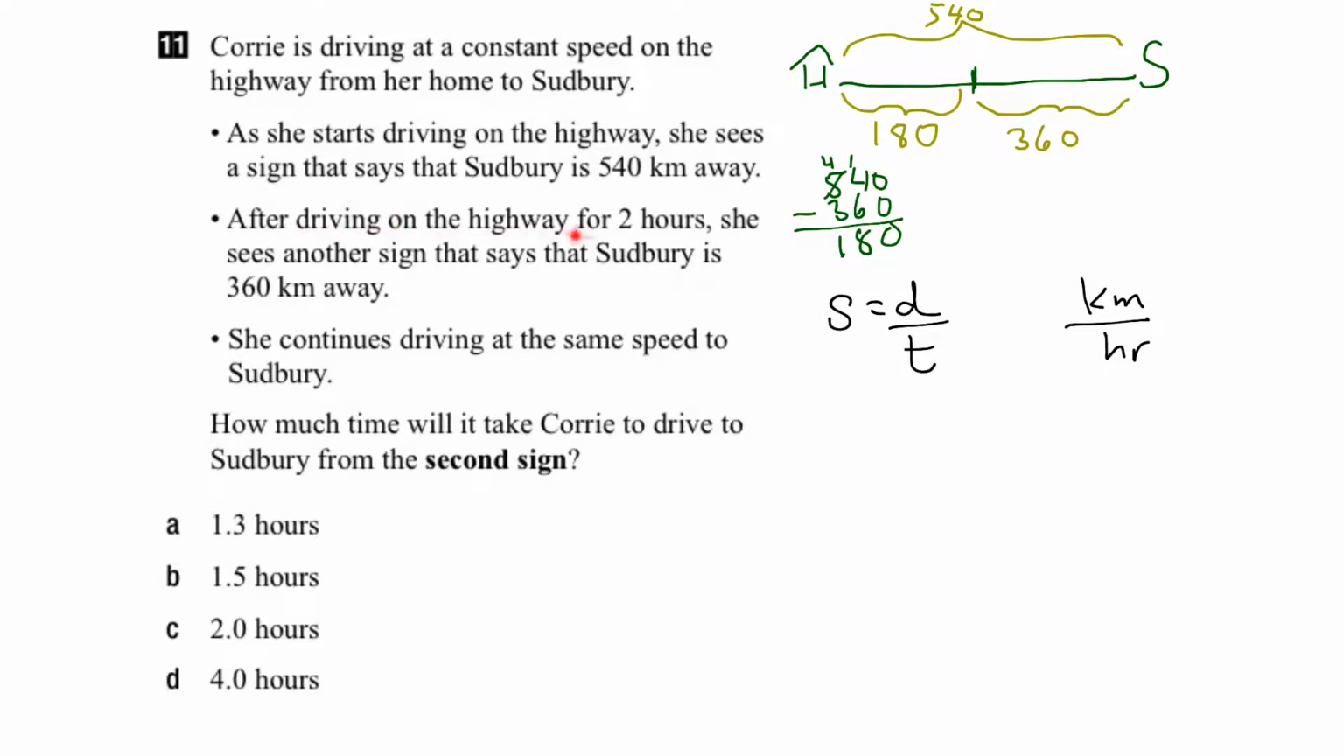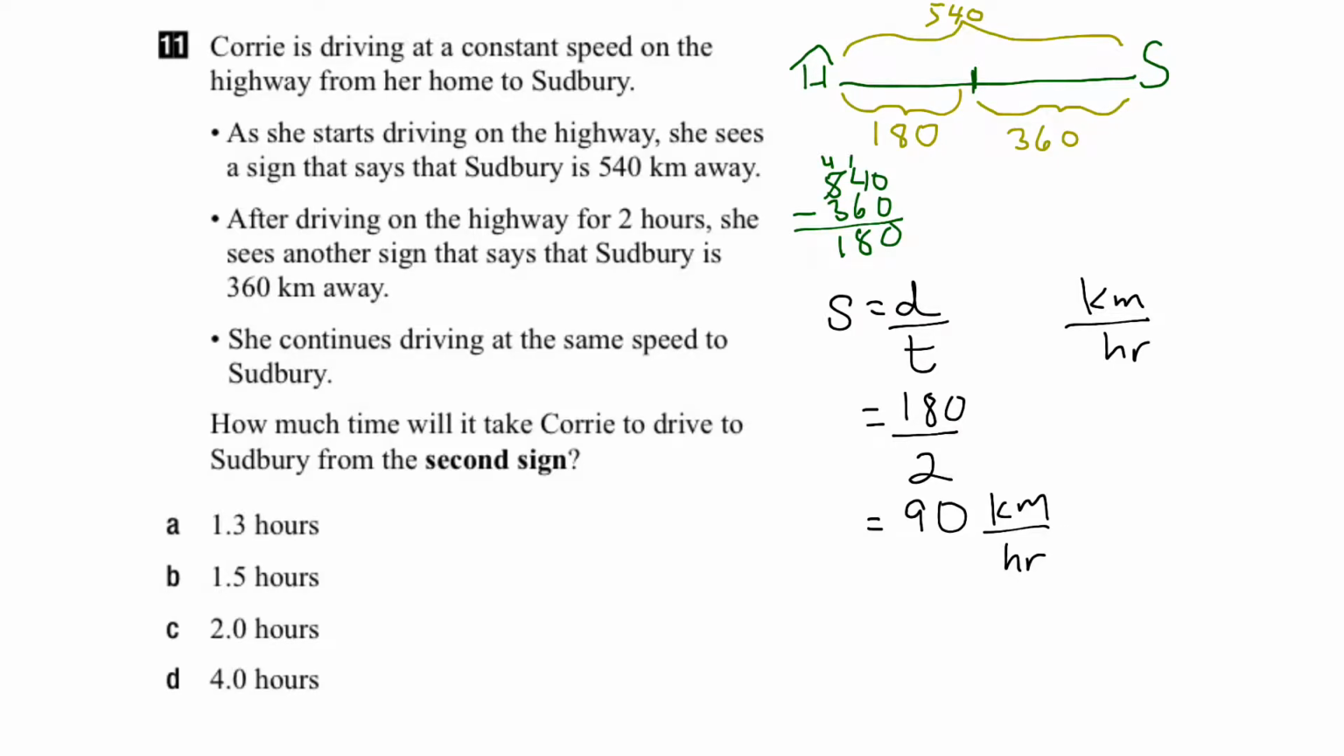Now, we're told that she drives for 2 hours to cover this 180 kilometer distance till she gets to that sign. So what we can do is substitute that into our equation, and we know, therefore, that the distance she traveled in the first part is 180 kilometers, and she did that over 2 hours. And 180 divided by 2 is 90, and that would be her speed, 90 kilometers per hour.